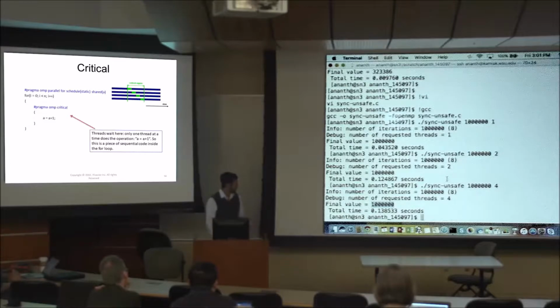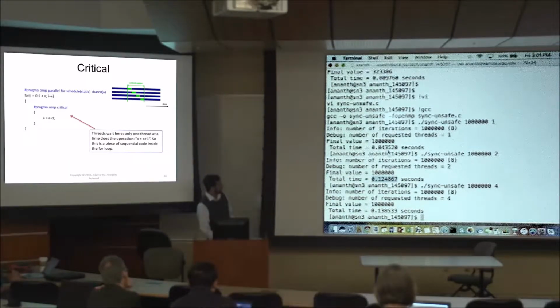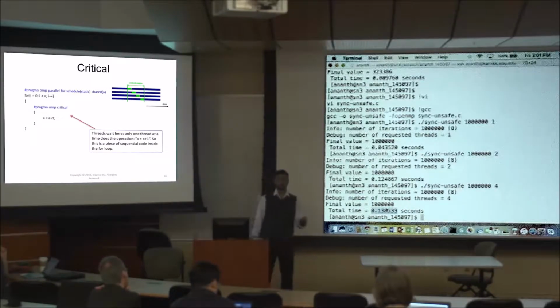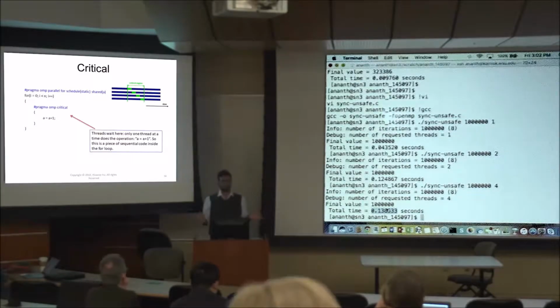It's no longer unsafe. But what you will also see is the time is actually possibly going to go up. This execution took only 0.04 seconds. This is taking 0.12 seconds, and this is taking 0.13 seconds. As you keep increasing the number of threads, those threads queue up at the start of the OpenMP critical block, right? You have to let one at a time in, so the more the number of threads, the longer the queue gets, and it slows down the system. So you want to be using critical section only if you absolutely need to, in other words.